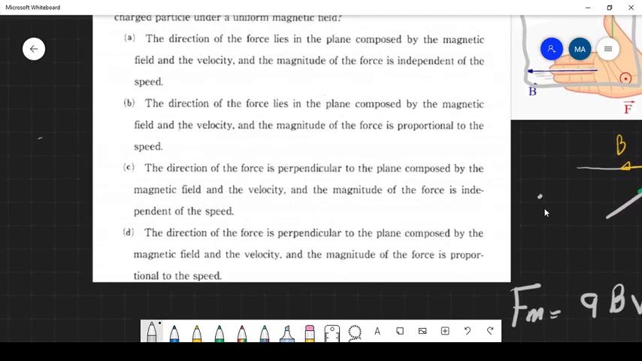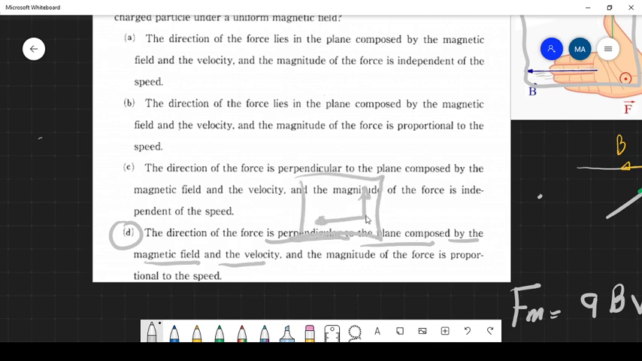So what answer says this? D. The direction of the force is perpendicular to the plane composed by the magnetic field and the velocity. So the velocity and the magnetic field are making a plane, which is your screen, and the force is coming outside it, okay? It is perpendicular to this plane, and the magnitude of the force is proportional.